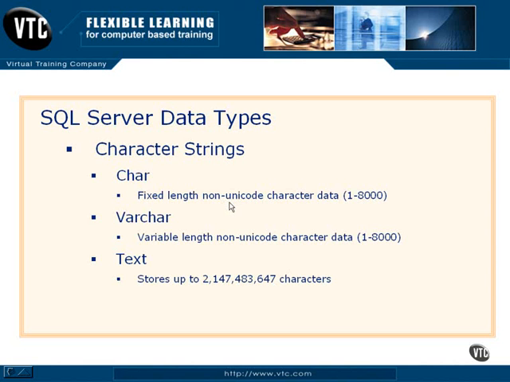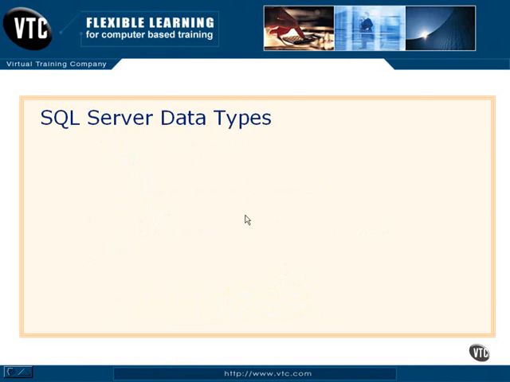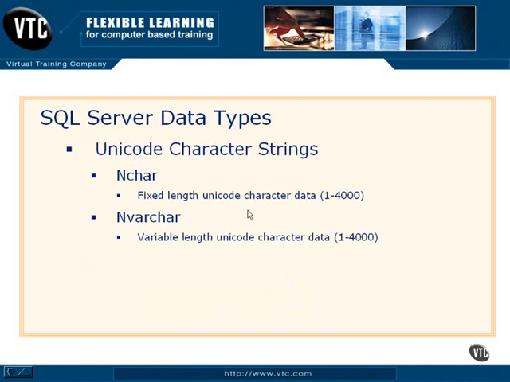Text data types can store up to over 2 billion characters. This is going to be removed in future versions. Microsoft's giving you the heads up: stop programming to this. Use varchar max and varbinary max for this, and also nvarchar max for Unicode. Keep in mind with Unicode, we simply doubled the size of our character set to let us store more characters.